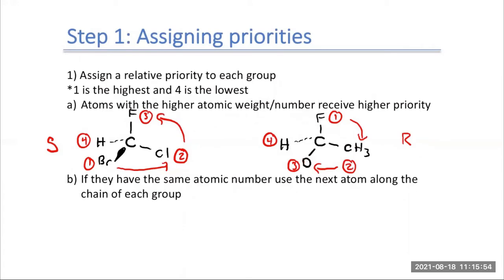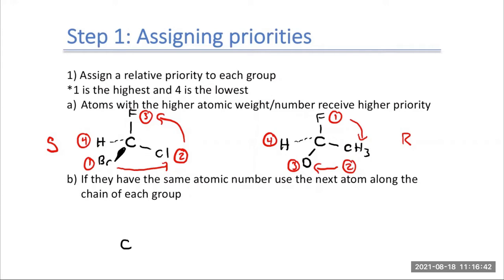So step 1A, not too bad. Just look at the math. Which one weighs more? That gets the higher priority. And if you need to, have your periodic table next to you so you can just look at it really quick to figure it out. Step 1B, if they have the same atomic number and weight, use the next atom along the chain to determine which one is the higher priority.